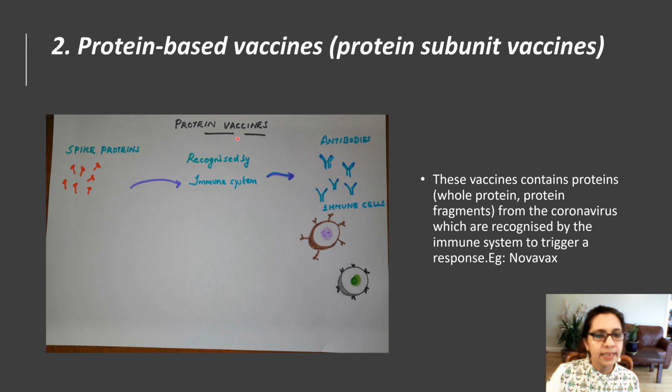So protein vaccines use the spike proteins. The vaccines are developed using the spike proteins, and when it is injected into our body, our immune system recognizes these proteins and then creates an immune response by triggering the immune cells and producing the antibodies, and then several mechanisms are involved for the protection.